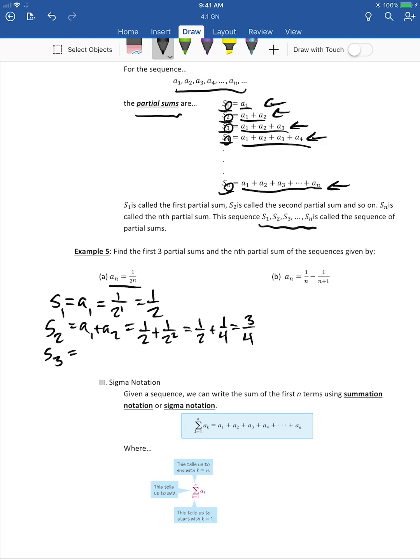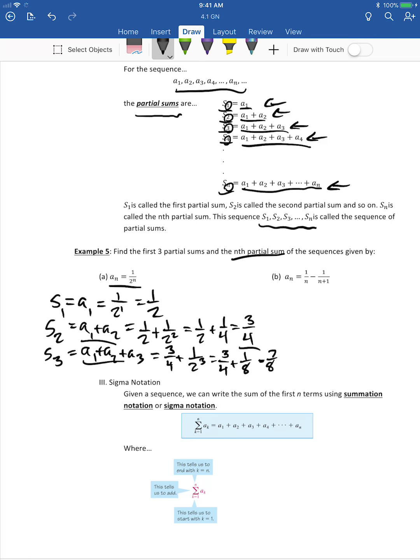S3, that's A1 plus A2 plus A3. So A1 plus A2 we found was 3 over 4. So this is 3/4 plus 1 over 2 cubed. 3/4 plus 1 over 8, and that's 7 over 8.